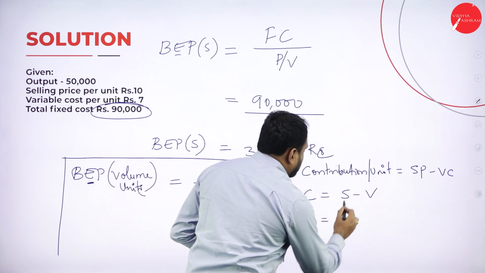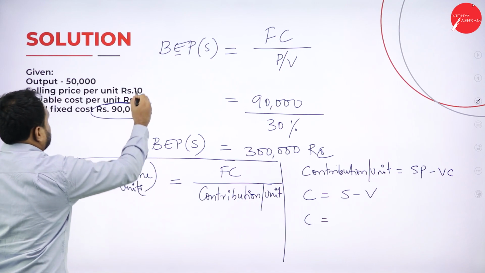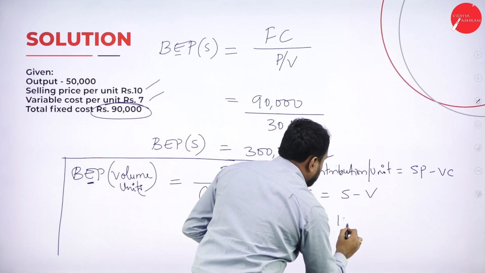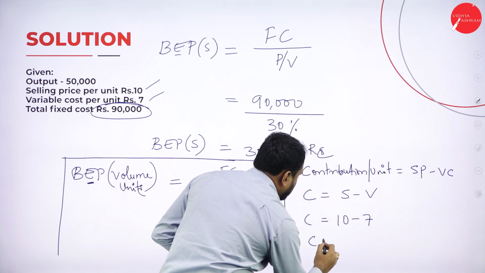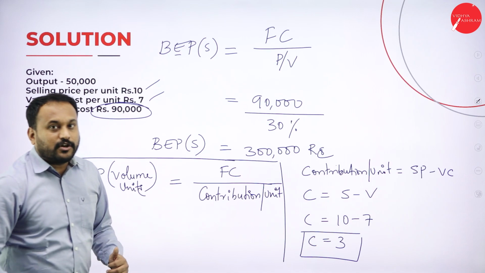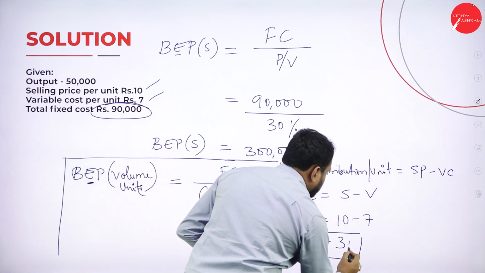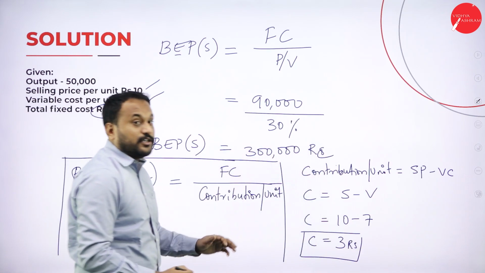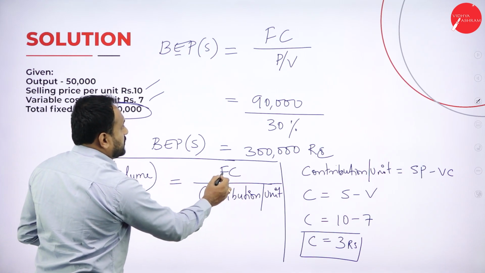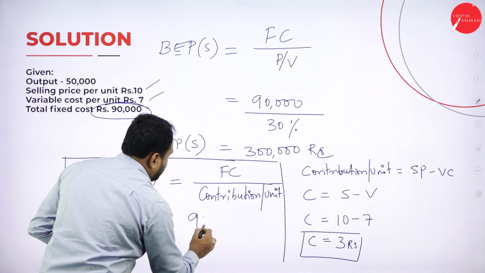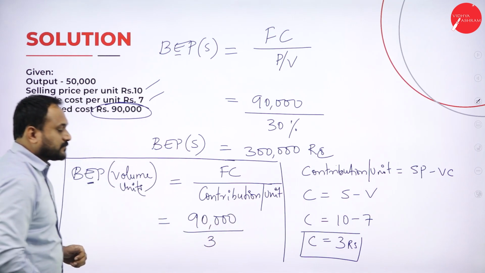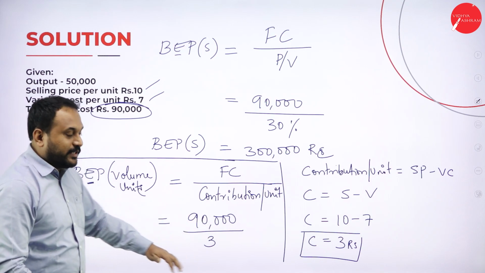Now C is equal to, selling price per unit is 10. Variable cost per unit is 7. 10 minus 7. So contribution is equal to 3. What is contribution? Contribution is your 3 rupees per unit. Now fixed cost is how much? 90,000. 90,000 divided by 3.